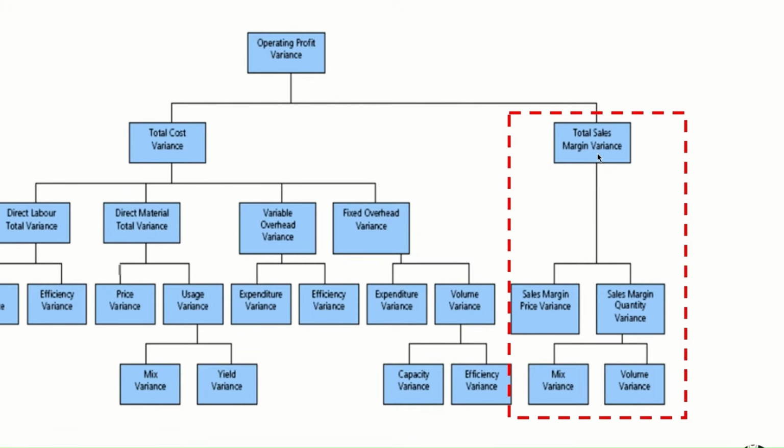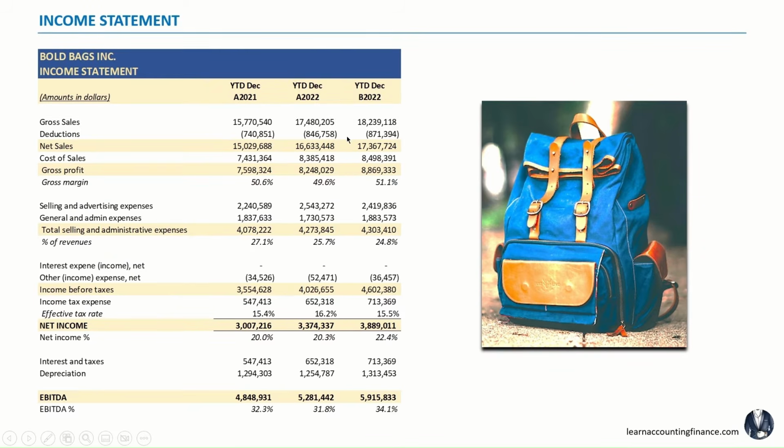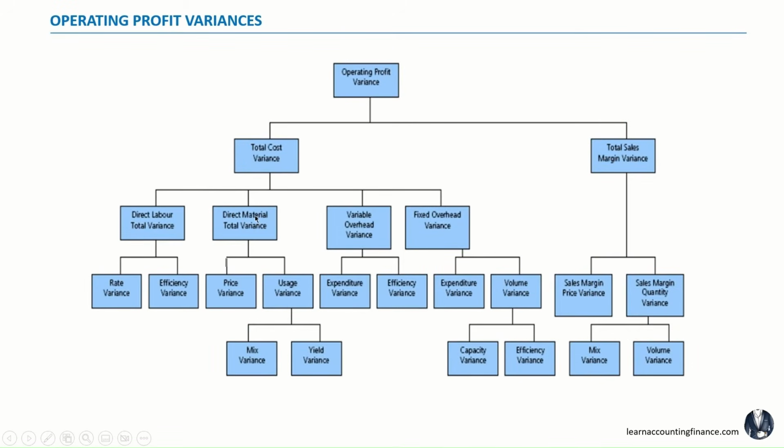So costs are deducted. On the other hand, the other area is cost, total cost variance. And this is more reflective of a manufacturing operation where you have direct material, direct labor, variable overheads, and fixed overheads, right? In our example, Bold Bags Inc., we are assuming that the company just buys and sells the bags, so it's not a manufacturing organization. So we won't be dealing with direct material, direct labor.